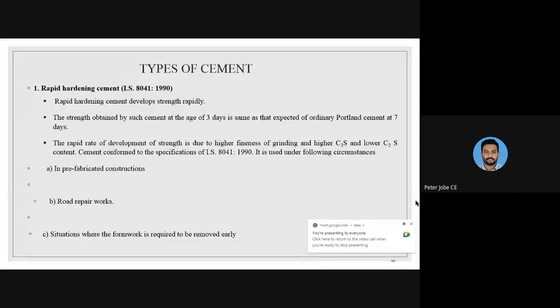Just to ensure that everyone is listening to my lecture, we are going to start with the types of cement.